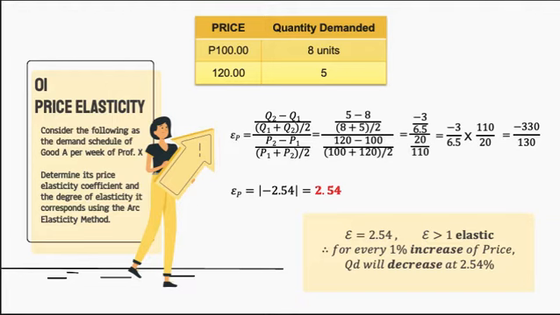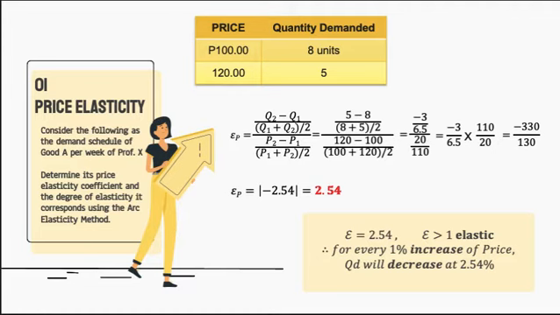Price elasticity of demand measures the degree of responsiveness of quantity demanded for every change in price. Since price and quantity demanded are inversely related, the value of its elasticity is negative. Since we have noted earlier that there shall be no negative elasticity coefficient, we are going to take its absolute value. Consider the following as the demand schedule of good A per week of Professor X. Determine its price elasticity coefficient and the degree of elasticity it corresponds to using the arc elasticity method.